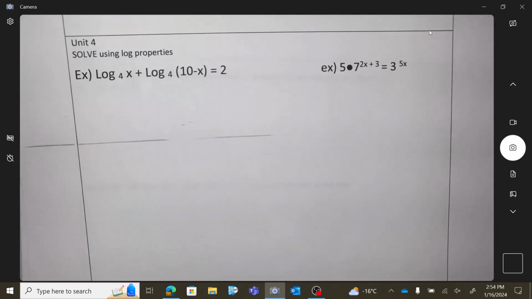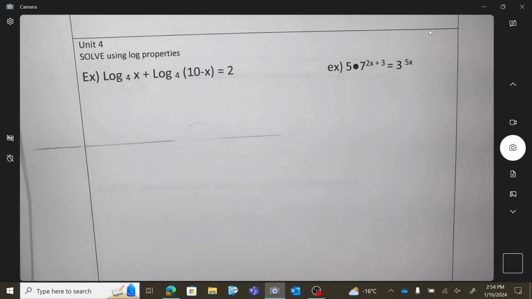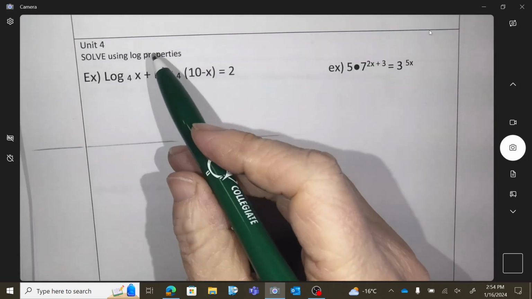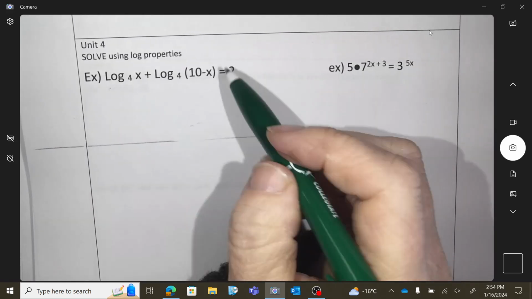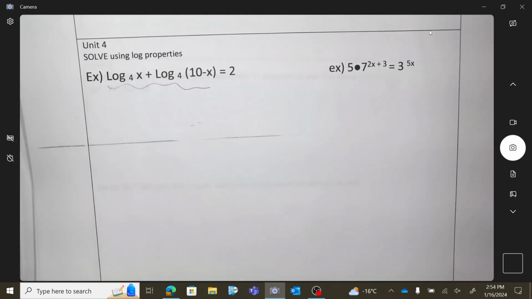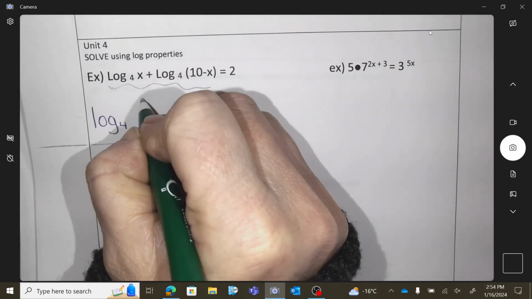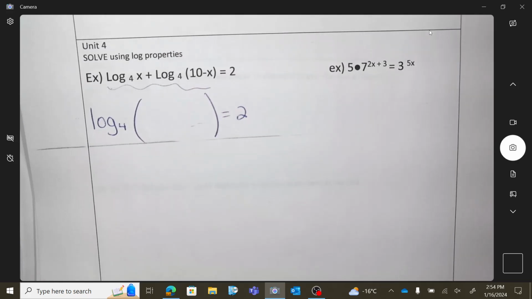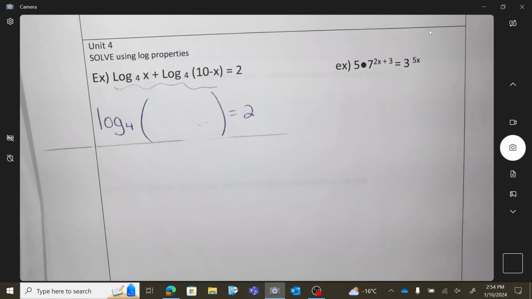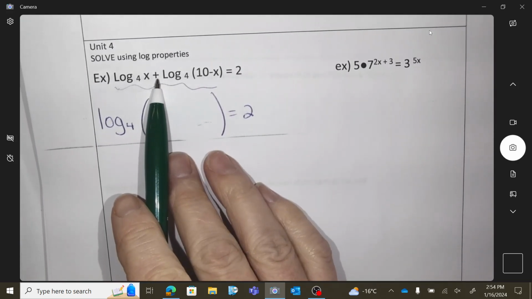Okay, solving harder equations. Here, this is where it got intense. What's your first instinct with all this? Glue it back together. Glue it. It was separated with add.